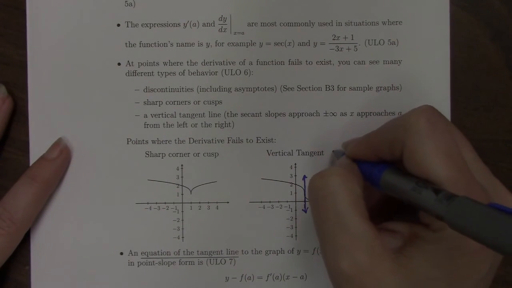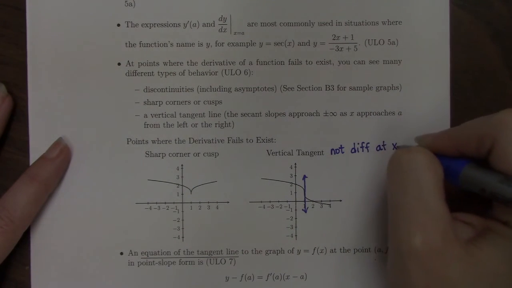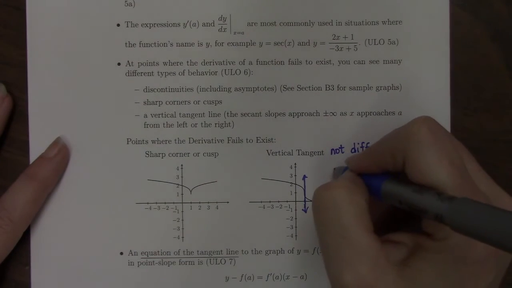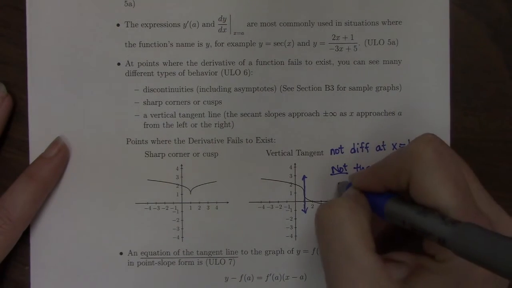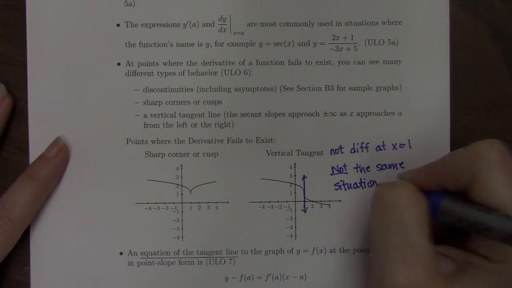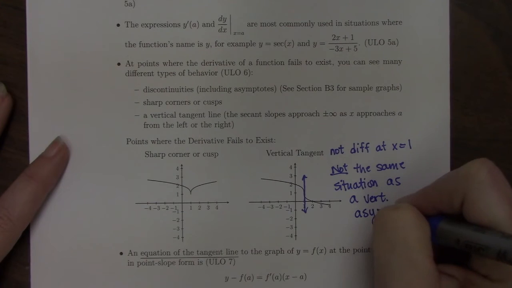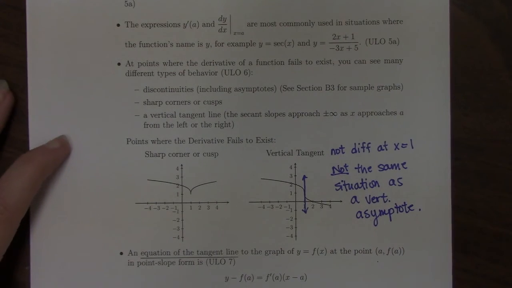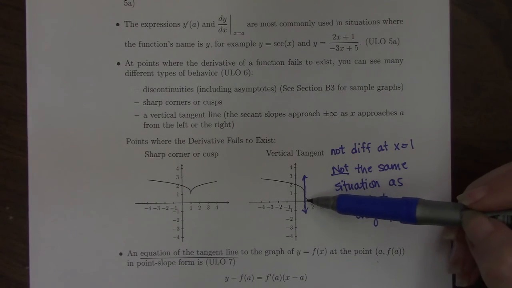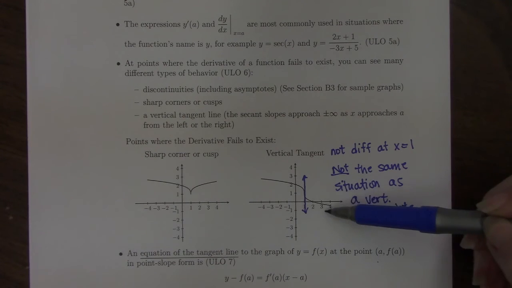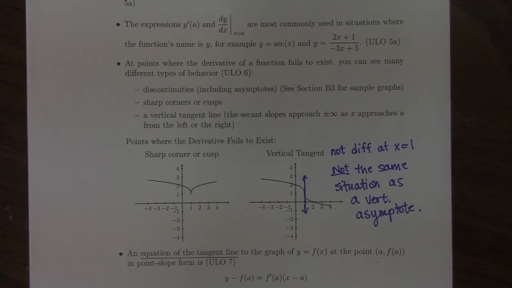We would conclude for this particular graph that this function is not differentiable at x equals 1. And one thing to keep in mind is this is not the same situation as a vertical asymptote. Remember, with a vertical asymptote, the y values are trending to either positive or negative infinity. That's not what's happening here at all. The graph is just falling vertically straight down. It's continuous, right? But it's not differentiable in that region.